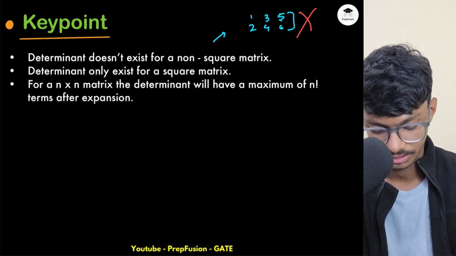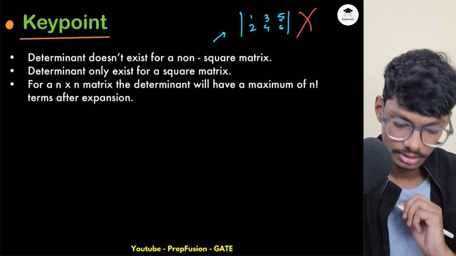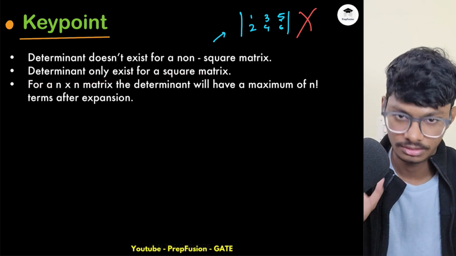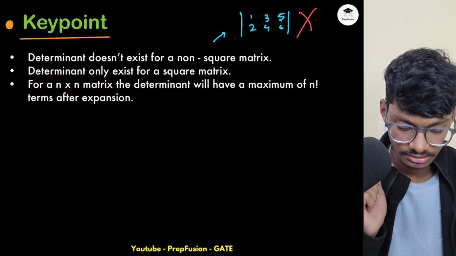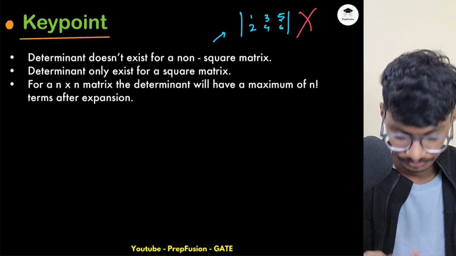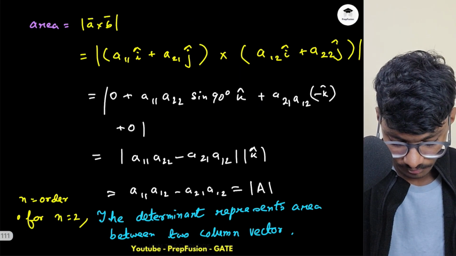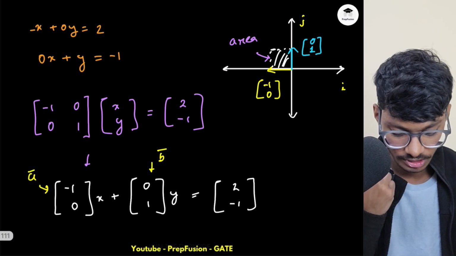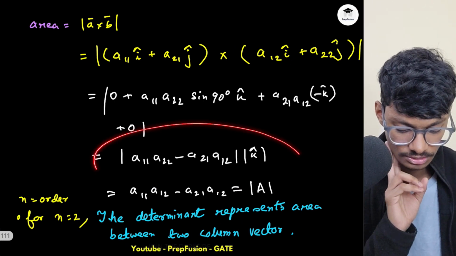The determinant is not possible here. The determinant only exists for a square matrix. Up until now we have been finding the determinant for only square matrices. Also, for an n cross n matrix, the determinant will have a maximum of n factorial terms after expansion. What do we mean by this? For a 2 cross 2 matrix, we saw 2 terms after expansion. So 2 factorial is 2, so 2 terms in expansion.